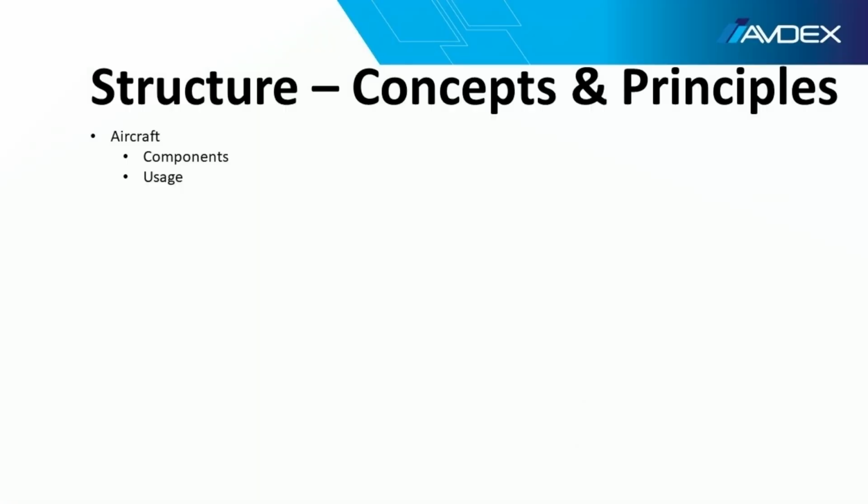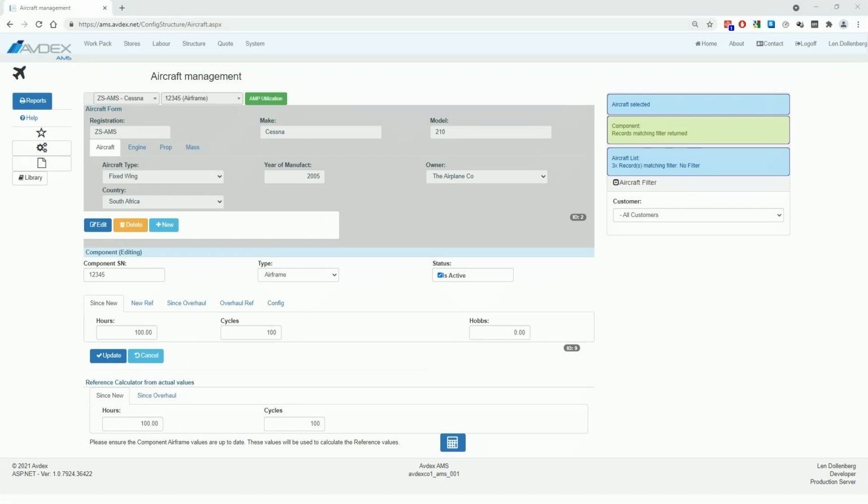Usage. Usage recording is an important aspect of the aircraft data and must be accurately maintained. Usage refers to the recording of hours, cycles, overhaul dates, etc. for each component. This is then used for reporting on the aircraft. The usage values are also logged into a work pack when opened. It is important to keep a record of the values at the time of the work pack, even if the aircraft values are later updated.